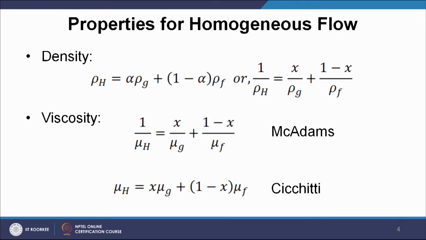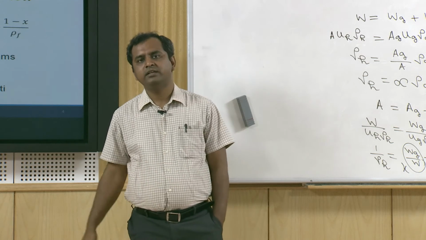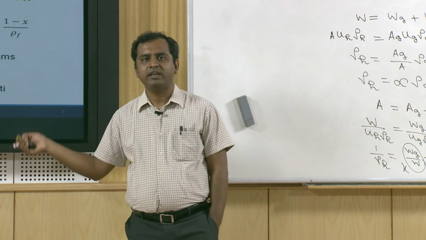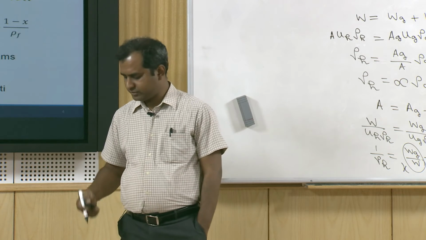Similarly, the Cicchitti correlation also gives you observations. So, mu h is equal to x into mu g plus 1 minus x into mu f. In this way we can obtain the viscosity for the homogeneous phase. Now, these are correlations, because as we have developed the homogeneous densities, finding out the homogeneous viscosity is not easy. So, we have to rely on the correlations.